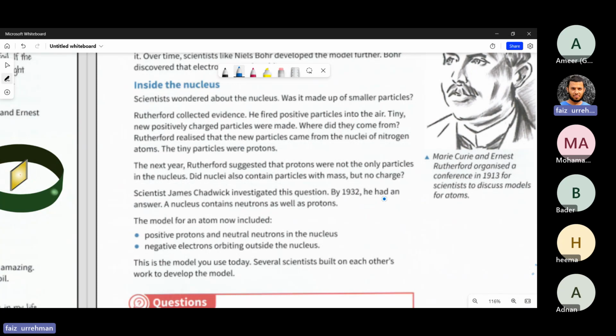By 1932, I will check. Let me see how much we can finish in 15 minutes, and then we will think. Okay, by 1932, this is all stuff I will tell you to read. I'm just telling you the two conclusions.